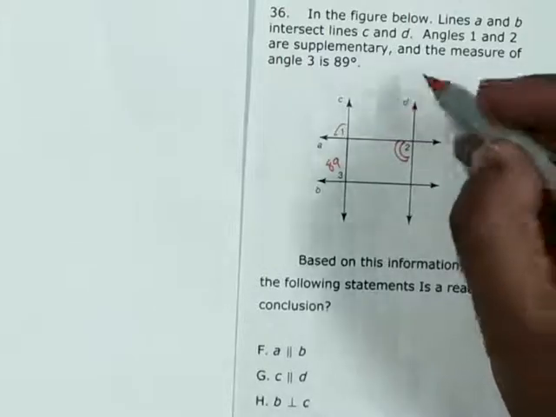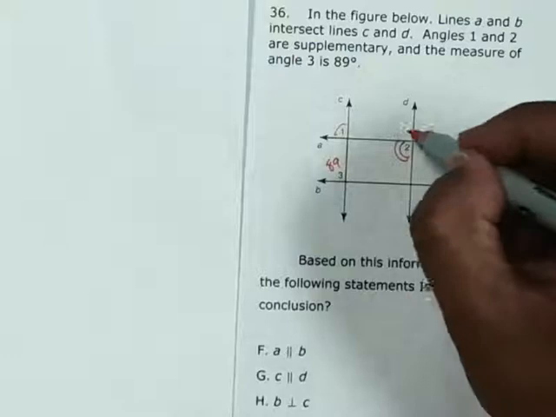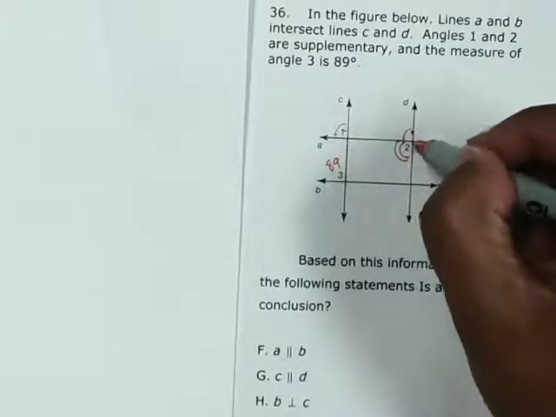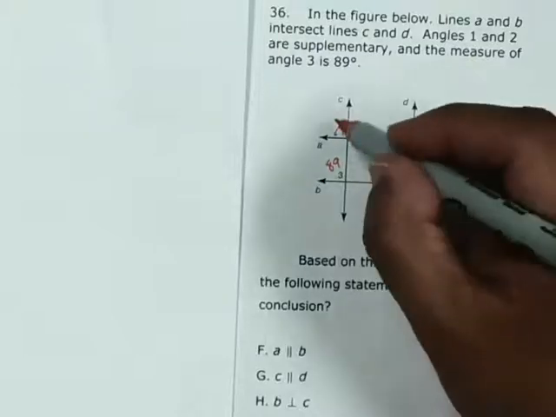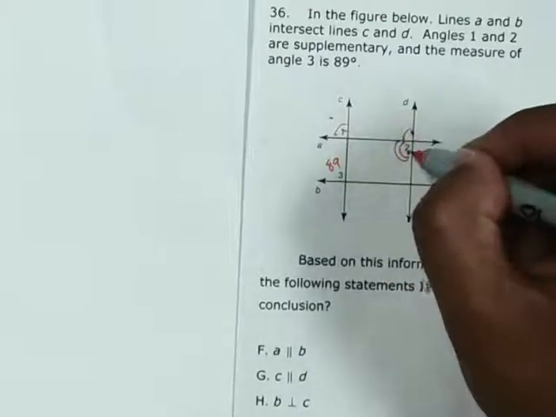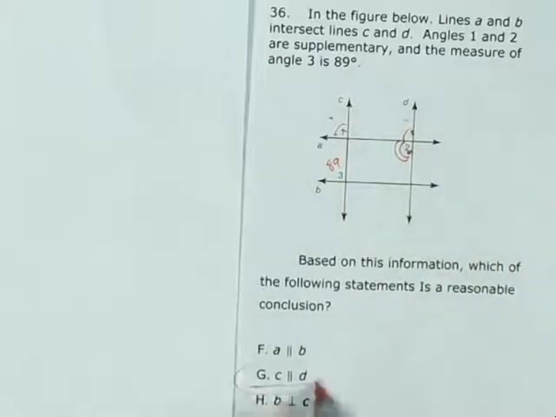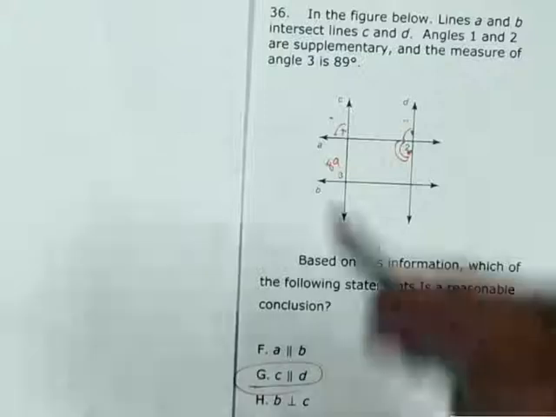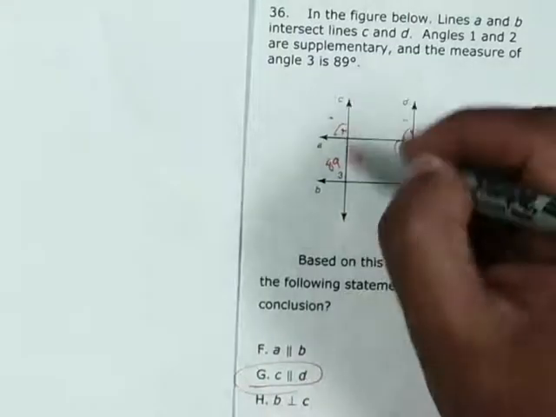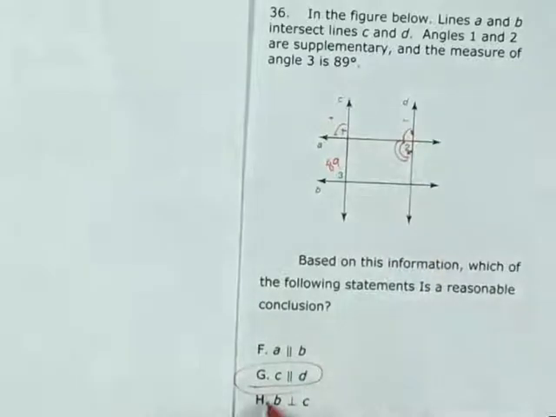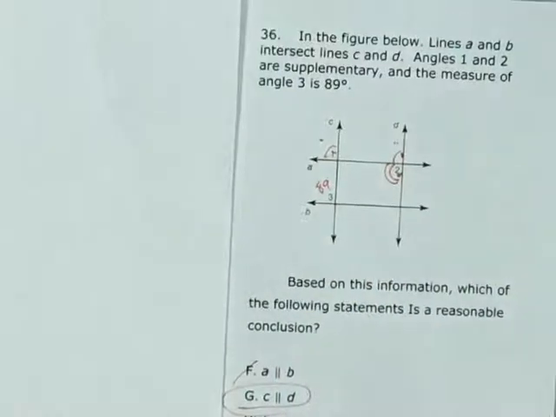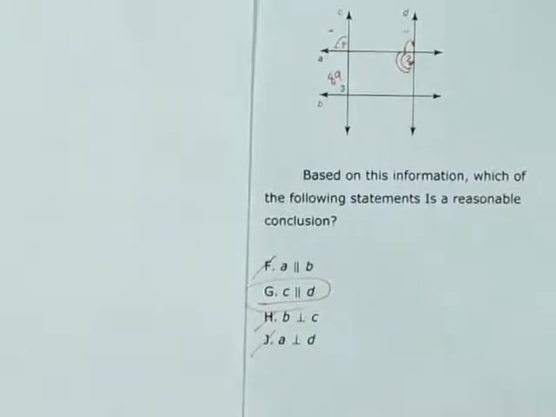Well, actually, if C and D are parallel, that means 1 and this angle right here would be congruent, and this angle has to add up to 180. So I know this angle and this angle have to be the same, so G is actually the right answer. There's no way for me to know anything about perpendicular. I know B and C are not perpendicular because angle 3 is 89, and it would have to be 90. And I don't know any information about the intersection between A and D. I don't have any angles there either to make any kind of conclusions.